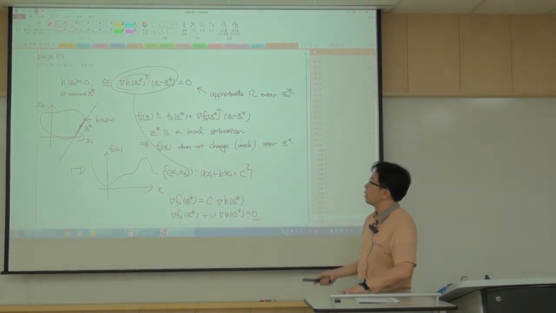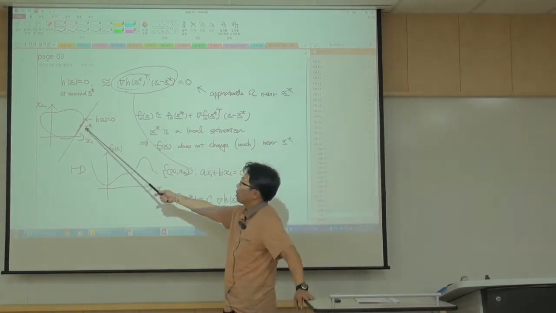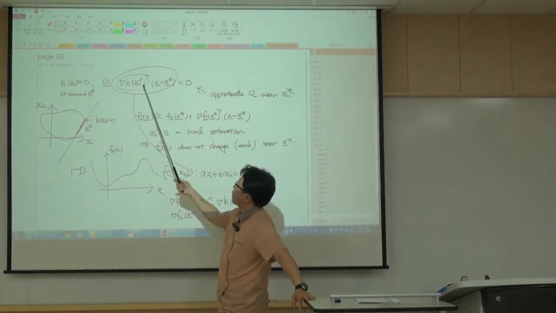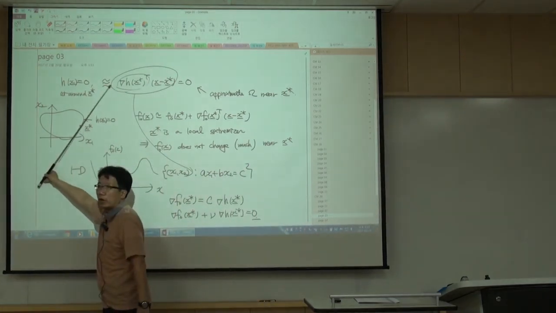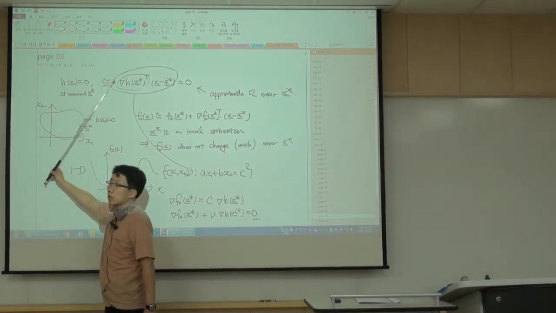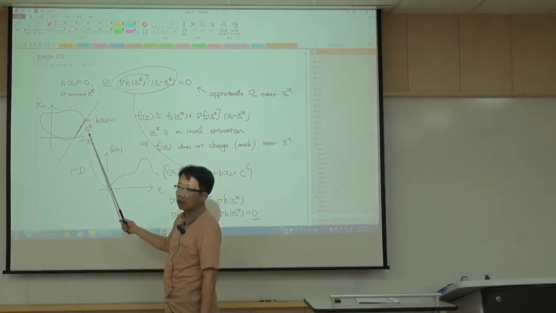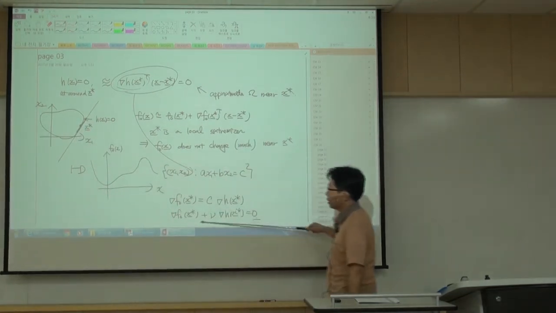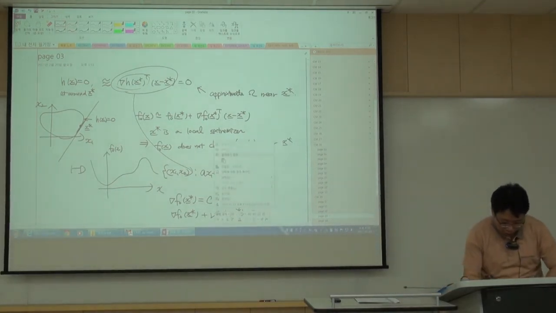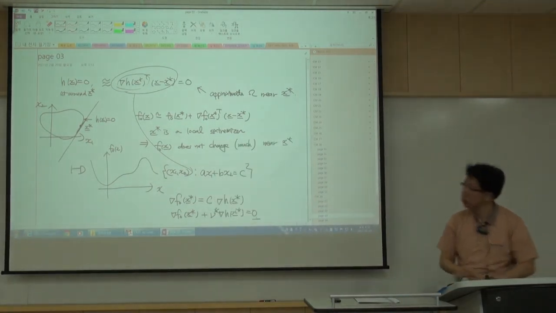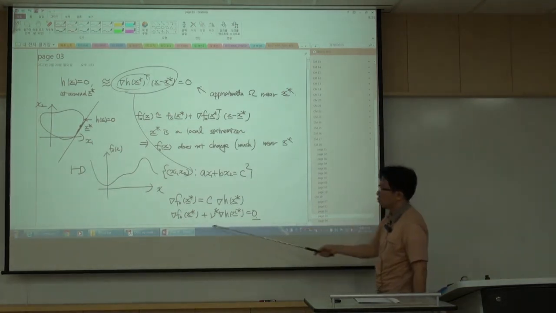So what can we say? If x star is a local extremizer and it's regular, which means that this is not zero, so there exists a straight line that well approximates our constraint set around x star, then what? There must exist some nu star with which the gradient is proportional to this.